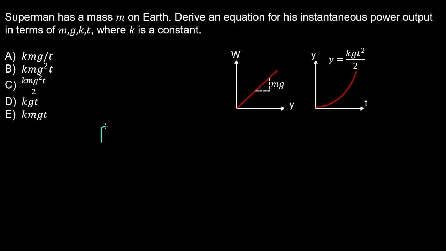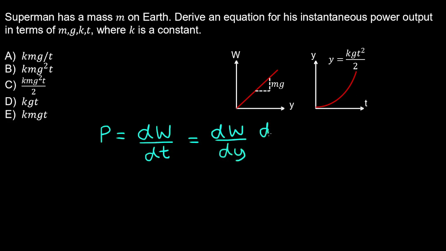So the instantaneous power is the rate of work, which is the rate of change of work with respect to time. And by the chain rule, we have the work as a function of y, so we can differentiate it with respect to y, and multiply by dy/dt. So this is Superman's force against gravity, and this is his velocity.